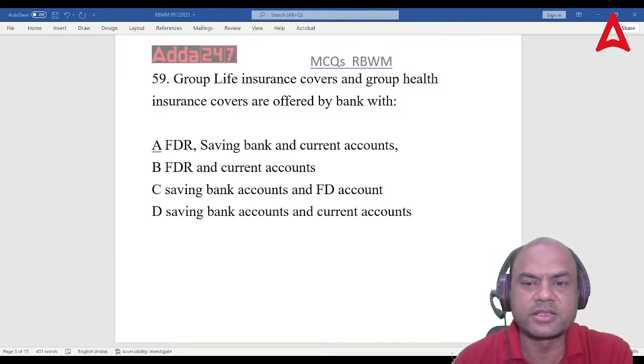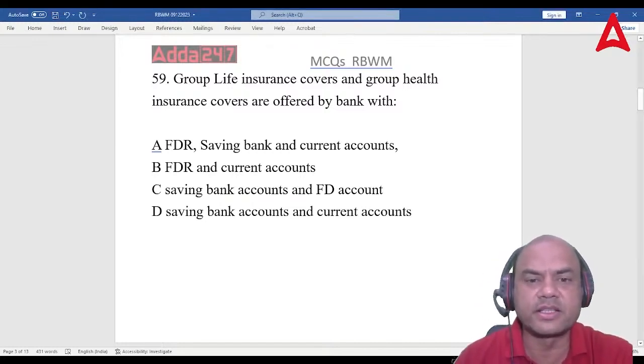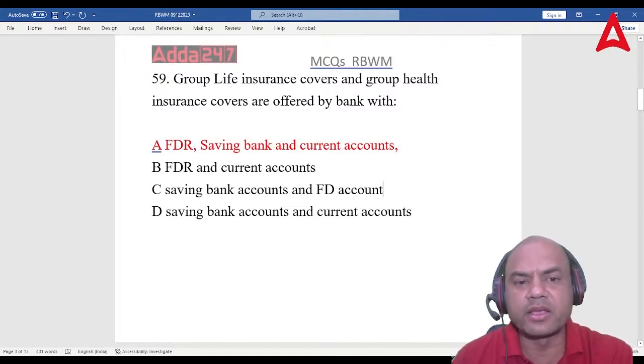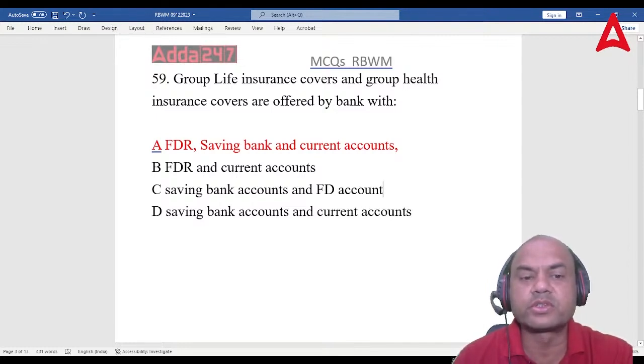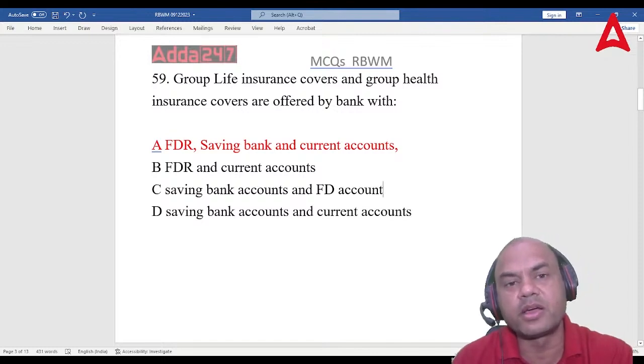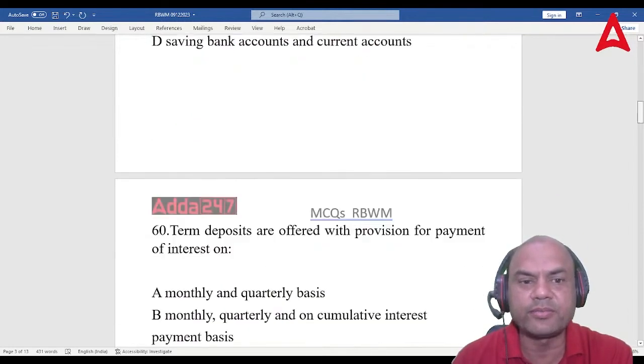Yes. See, the answer is A. All of them. See here, it depends on the bank. If some bank wants to mobilize more current accounts, it will offer these products with the current. If some bank wants to mobilize FDRs, it will offer these products with FDRs. So, these are just add-on policies, add-on things given, okay? Next one.